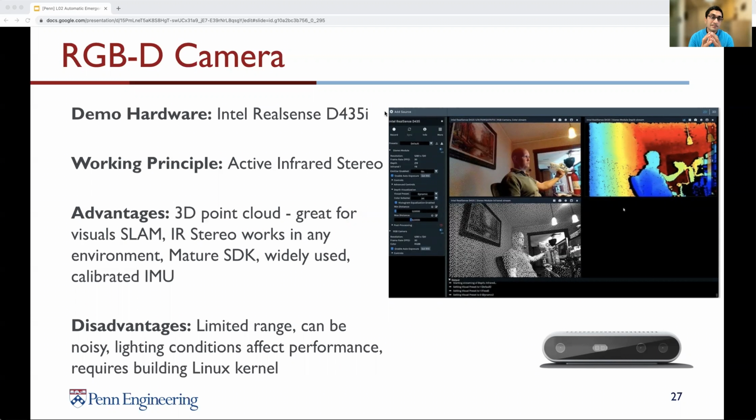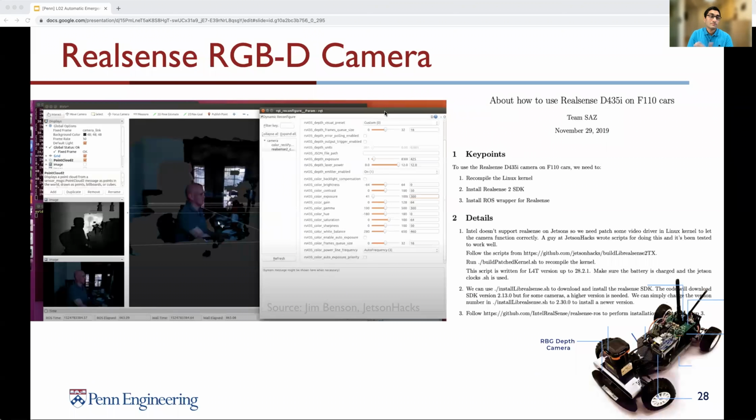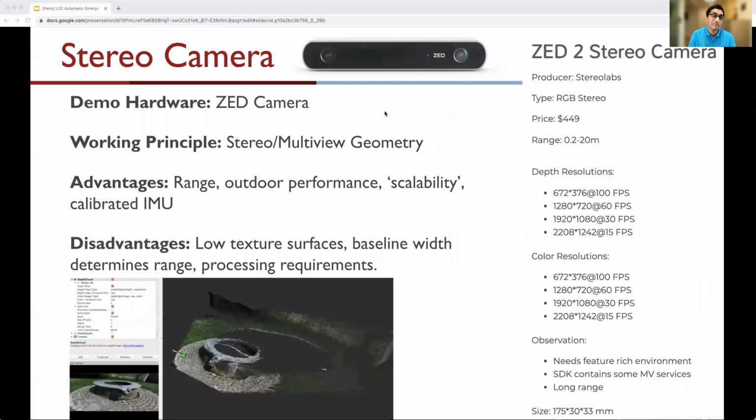The disadvantage here is that it has a limited range of about 6 meters effectively. And then it can get noisy in low light conditions and requires building a custom Linux kernel. That said, overall, it's a great sensor. It's a good setup for robotic applications like the F1TENTH. And we have several of them for you to use. And the nice part is we also have a guide that's prepared by former students that took the course on how to easily install it and get it running in a few minutes.